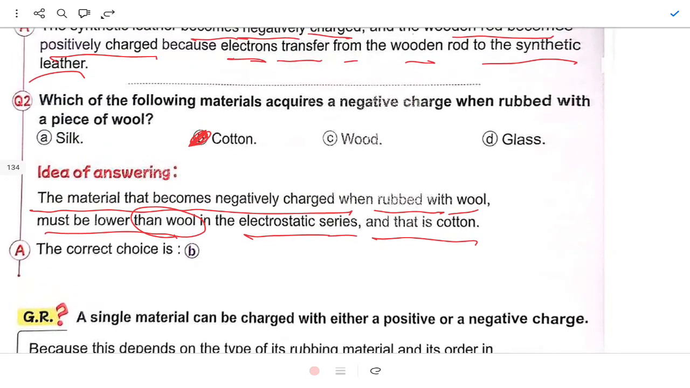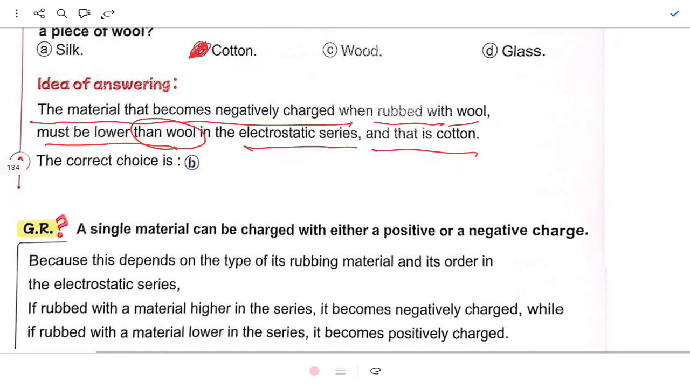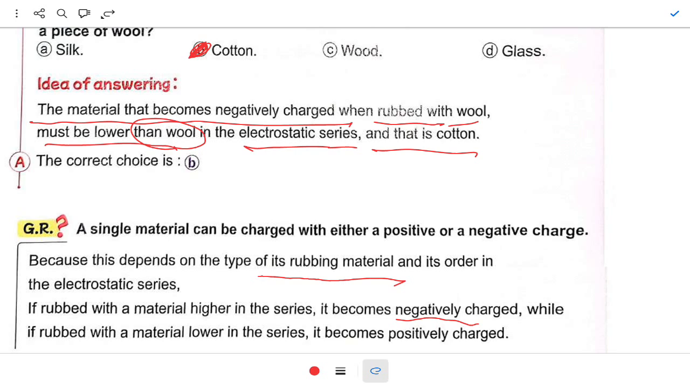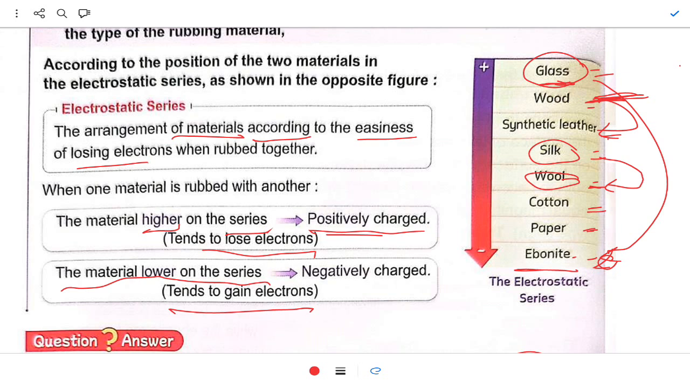Can you give me the reason a single material can be charged with either a positive or a negative charge? Yes, that's right. Because this depends on the type of its rubbing material. If you rub the object with a higher material in the series, it will be negatively charged. For example, we have silk.